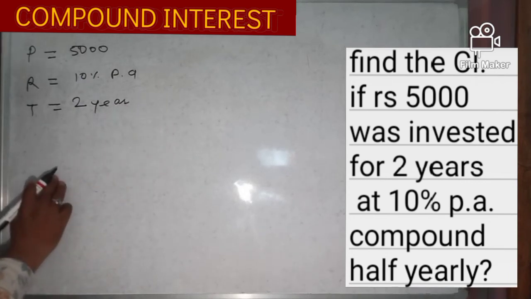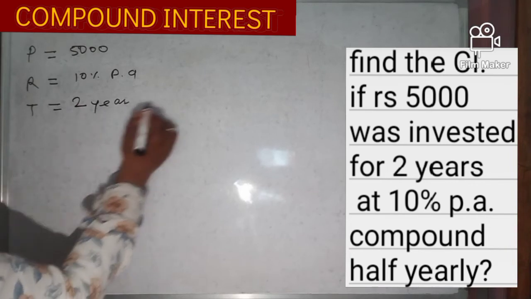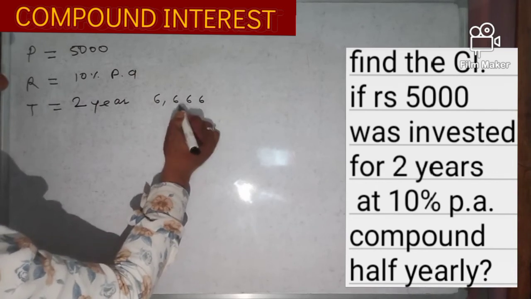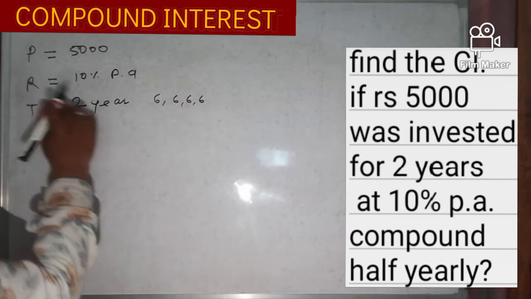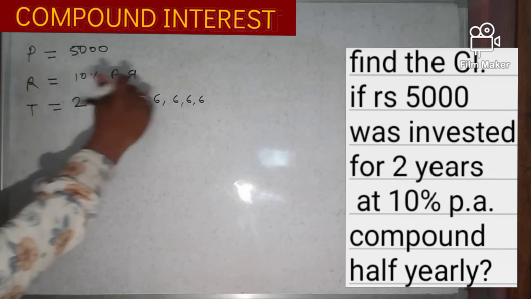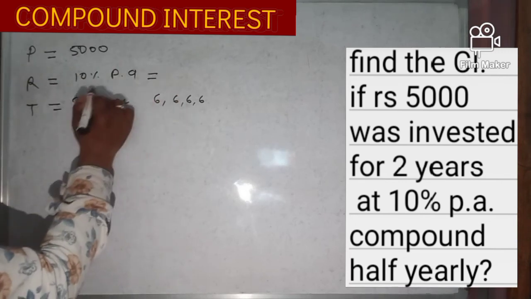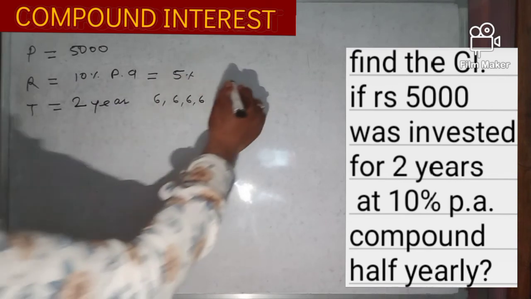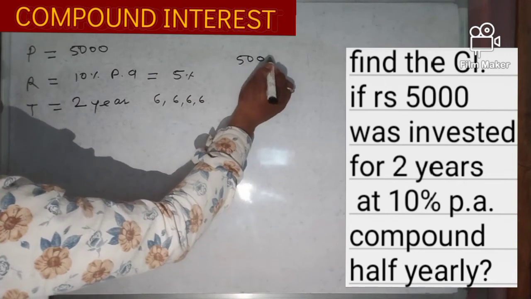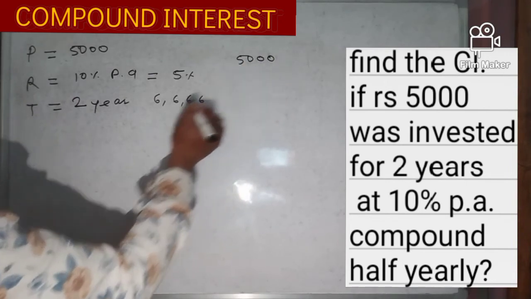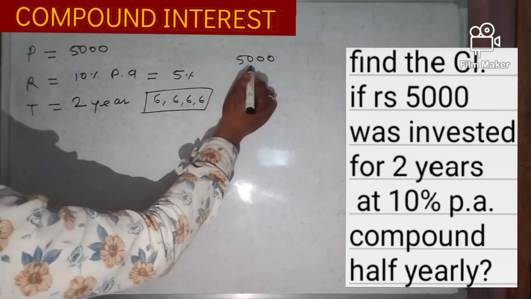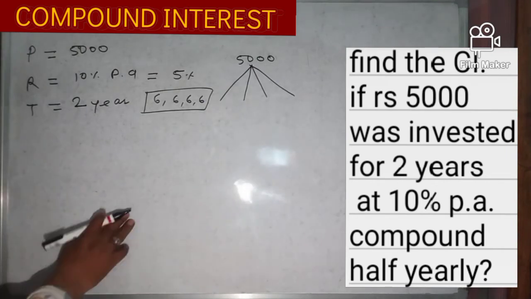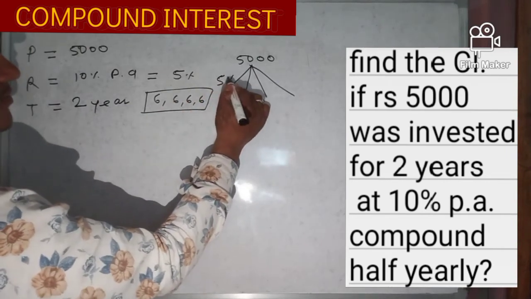And compounded half yearly. Half yearly means in 2 years there are 6 months, 6 months, 6 months and 6 months, 4 periods. Rate of interest is 10% per annum, but compounded half yearly, so divide by 2 will be 5%. Now see here, our principal is given 5,000, right? And the number of periods is 4. So draw 4 lines: 1, 2, 3 and 4. And the rate of interest is now 5%.